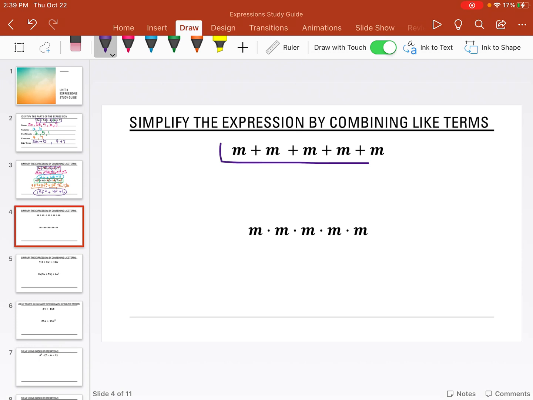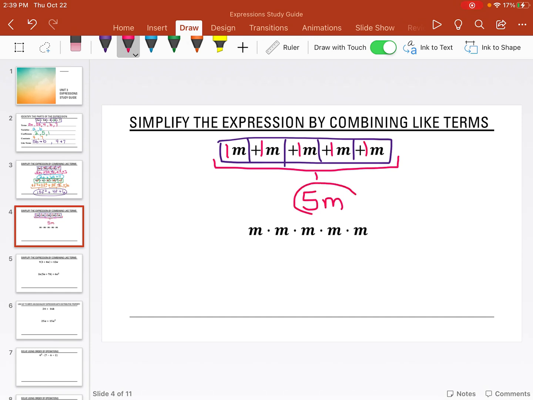Okay, so this addition problem, I can go ahead and box my terms. And actually, these are all the same. They're all m's, so this whole thing is one big family. And remember, when we're adding our terms, when we're combining them, we are really just adding the coefficients. So remember, these all have a 1 coefficient. So 1 plus 1 plus 1 plus 1 plus 1 is 5m. There are 5 m's.